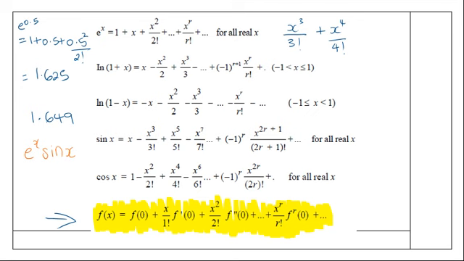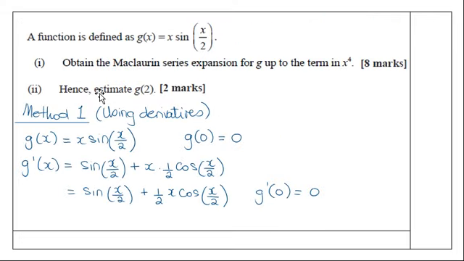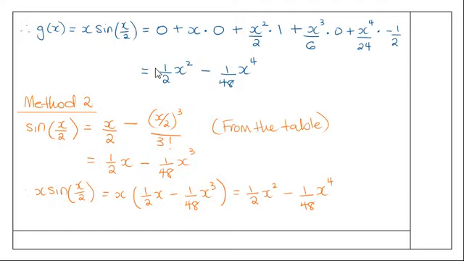Going back to part 2 of the question, it says, hence estimate g of 2. So now we know what g of x is as a polynomial, as the Maclaurin series. All we're going to do now is to plug in x as 2 to find g of 2. So g of 2, if we look back at our screen, this is our g of x. So we're going to plug 2 in.